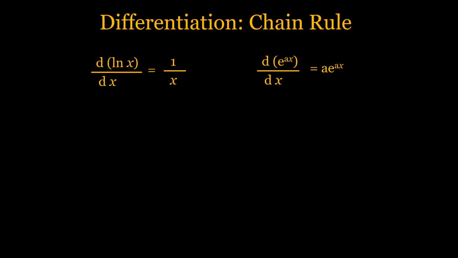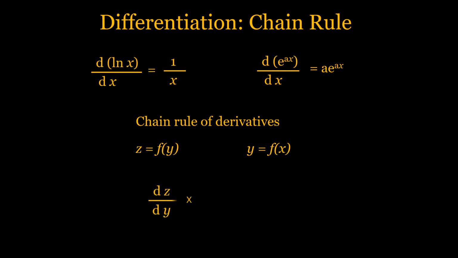However, some derivatives cannot be found directly. In such situations, the chain rule of derivatives is used to find unknown derivatives. Suppose z is a function of y and y is a function of x. According to the chain rule, the product of the derivative of z with respect to y and the derivative of y with respect to x is equal to the derivative of z with respect to x.